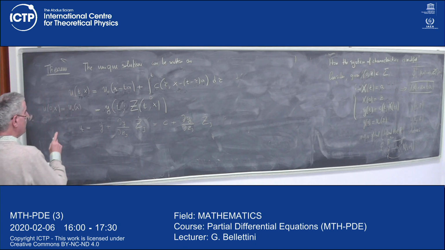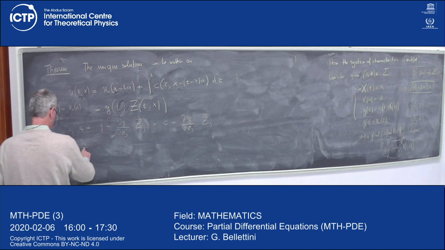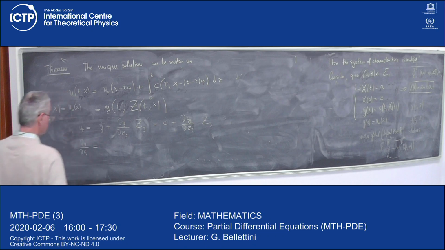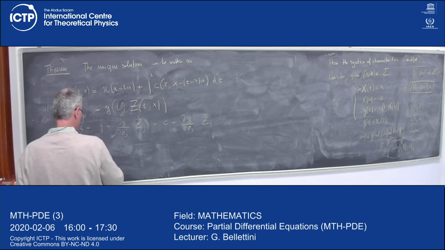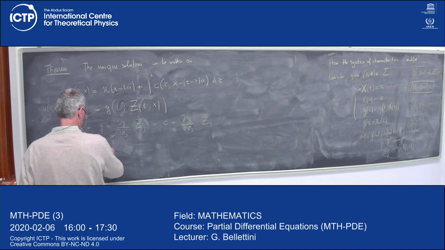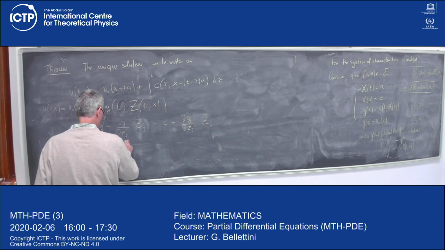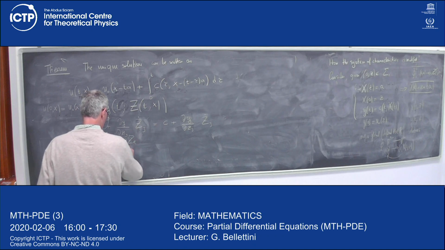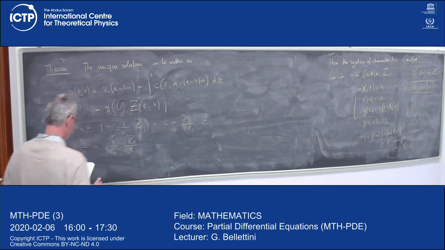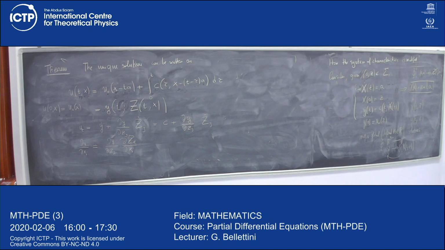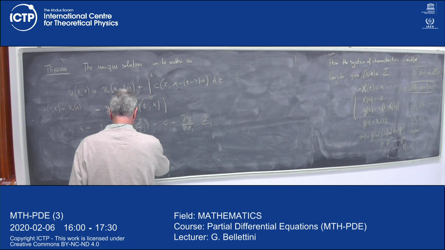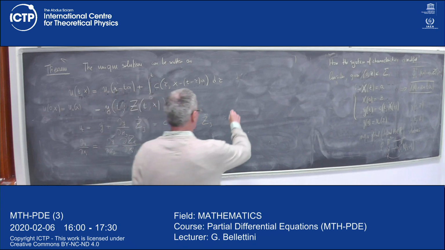Now I have to take the gradient. So du over dxi. What is du over dxi? It is dy over dzh, d capital Zh over dxi. Now what do I do? I have to compare these two. So maybe there is a trick, I can differentiate. I have this equality here.